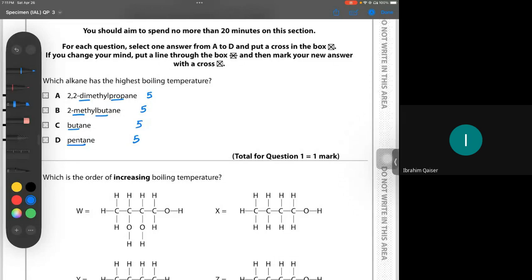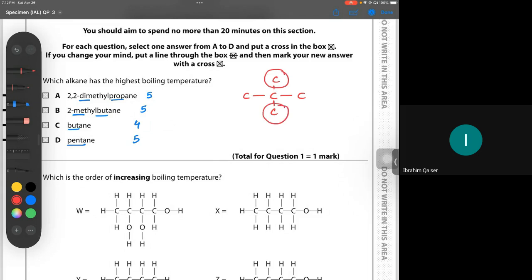Okay, so I was saying, which alkane has the highest boiling temperature? Of course, if you can see option C, it's totally wrong. Why? Because it has 4 carbon atoms. The number of carbons is directly proportional to the melting and boiling point, and is directly proportional to the intermolecular force of attraction. Okay. So if I draw the structure for A, it would be 2,2-dimethyl propane.